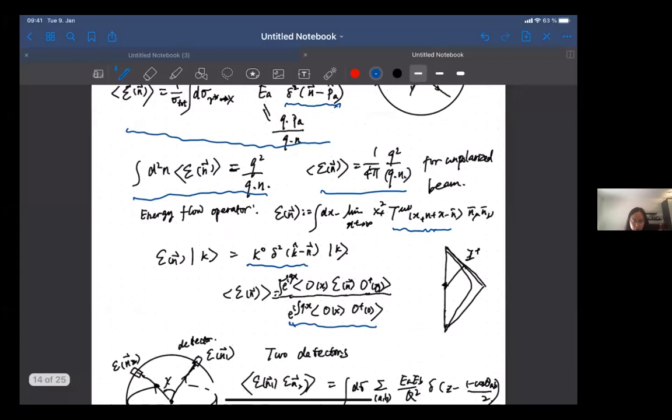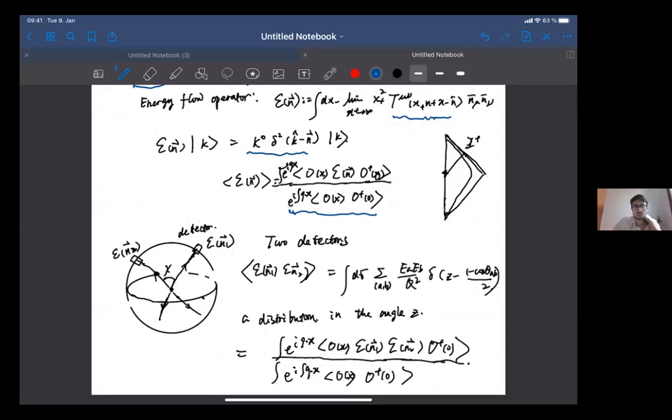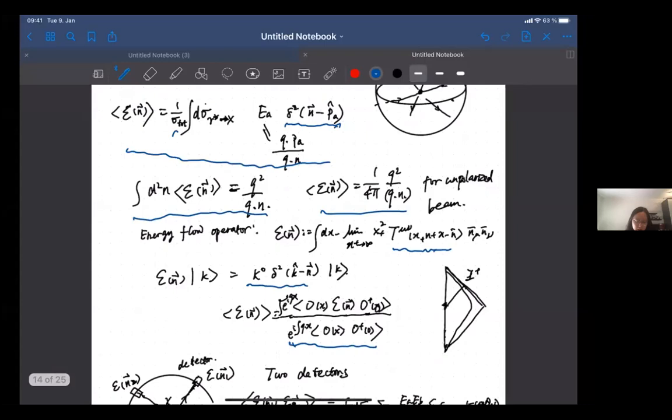Excuse me, can I ask you a question? Sure. I didn't understand well why this correlator appears from the previous formula. So how can we go from the top formula to the other one?